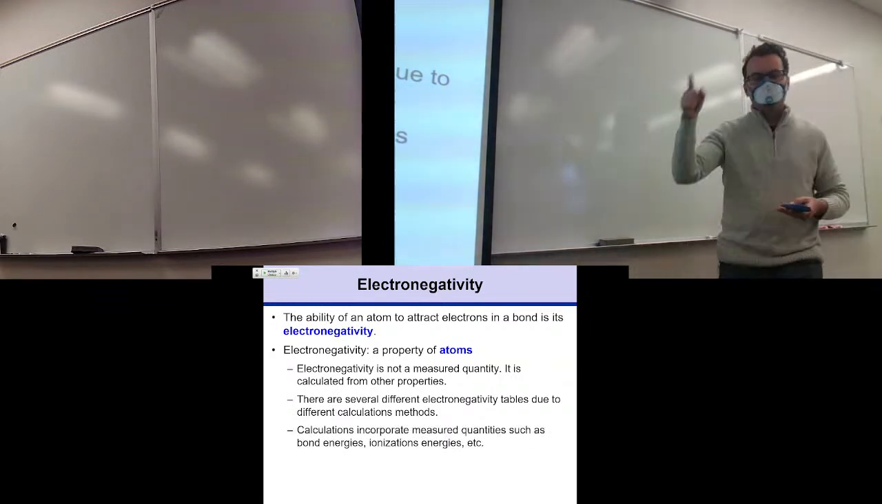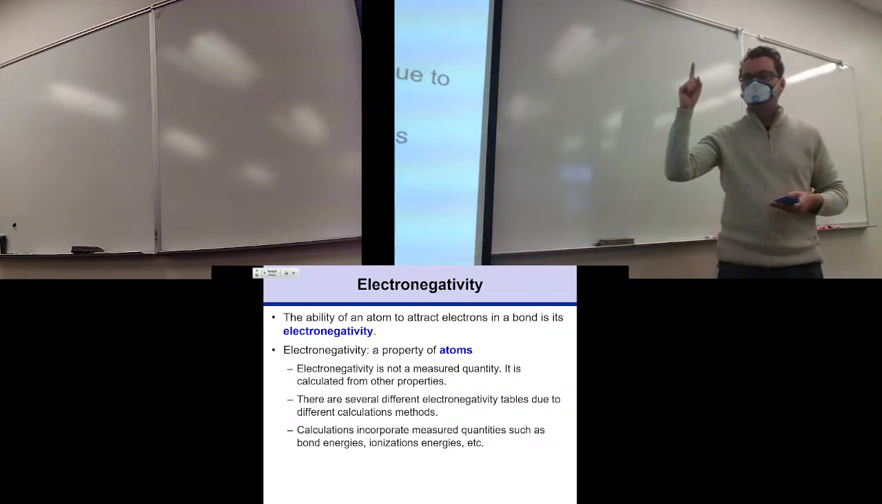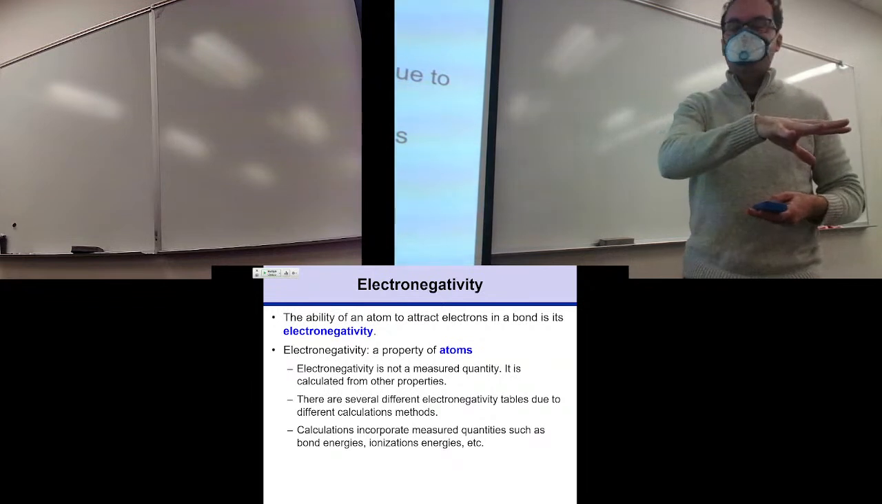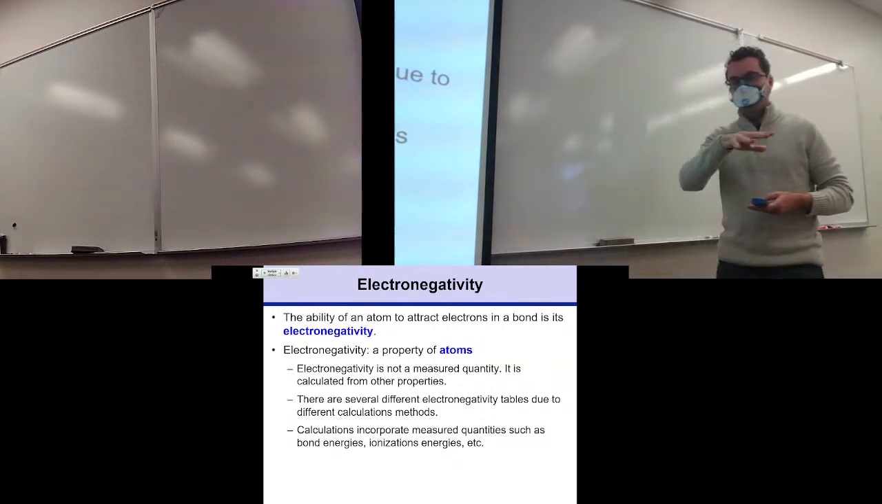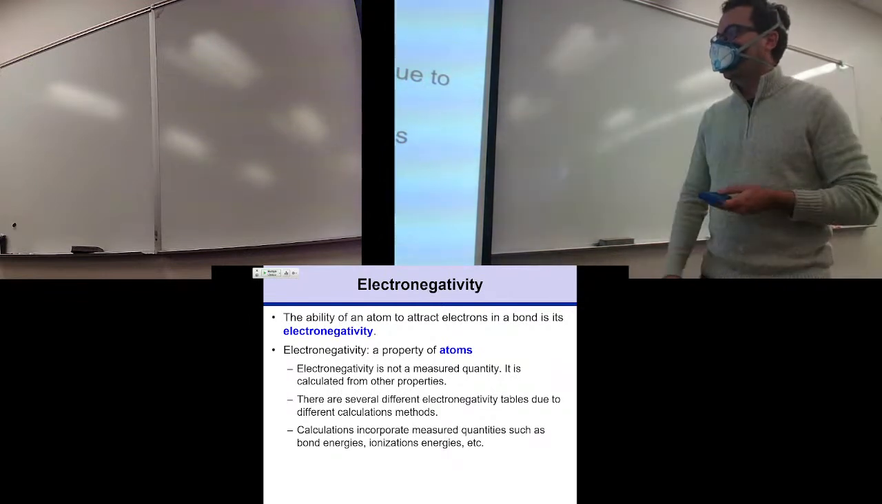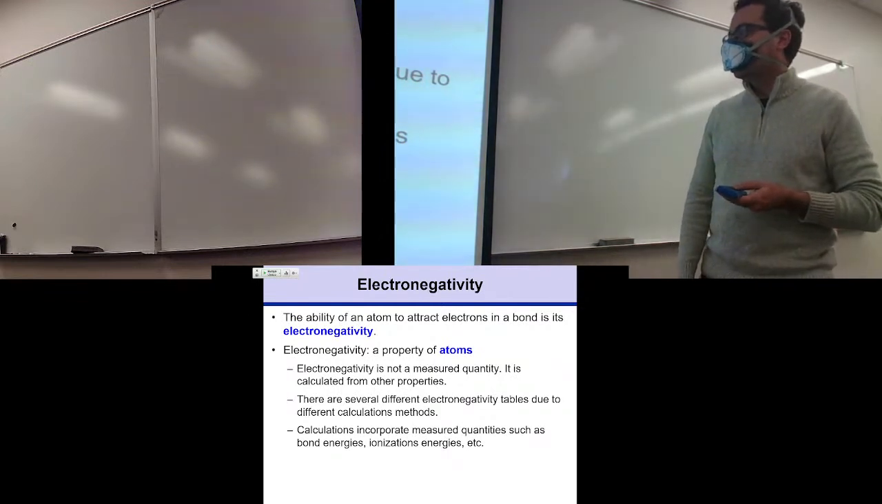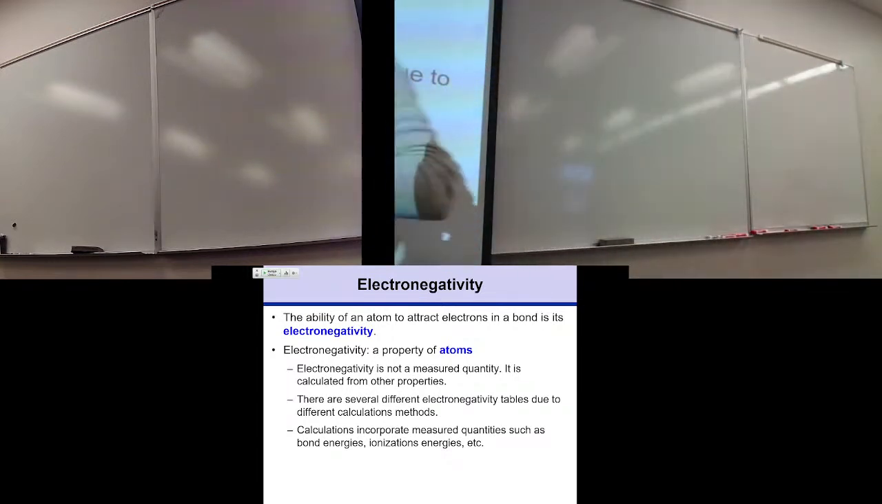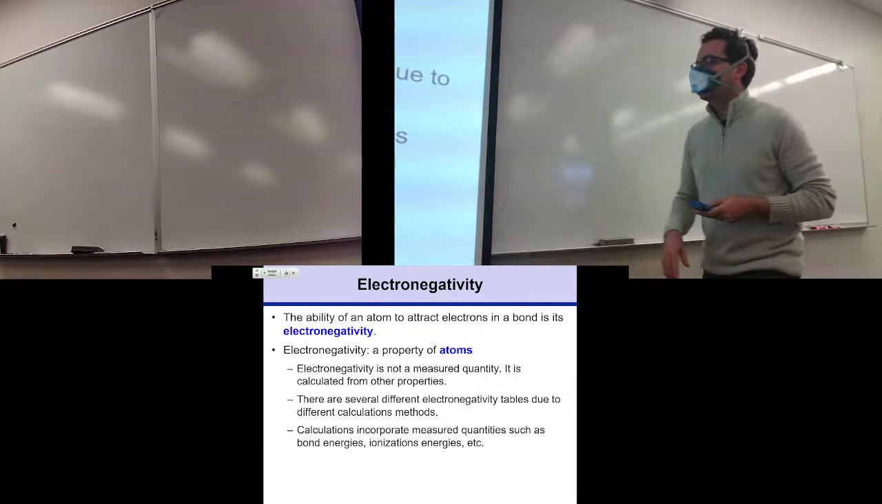So the table in the worksheets is not the standard electronegativity. The Pauling scale is the standard one, the one that everybody uses. But again, there are plenty of them, and they're used for different reasons. Sometimes you use bond energies to calculate them, which we haven't used yet.